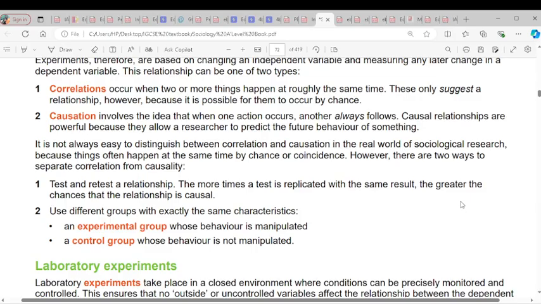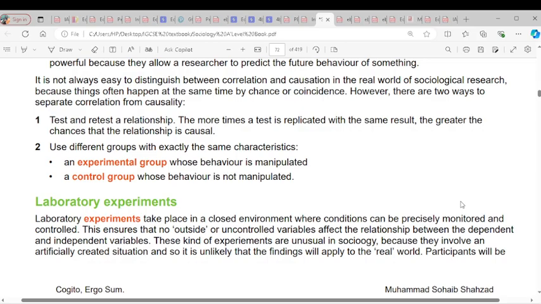They use different groups with exactly the same characteristics: an experimental group whose behavior is manipulated and a control group whose behavior is not manipulated. So another way to test causation or correlation is through different groups. There are groups whose behavior you can influence and some groups whose behavior you cannot influence. With this, you will be able to know which one is causation and which one is correlation. Is it clear, please? Yes. Okay.